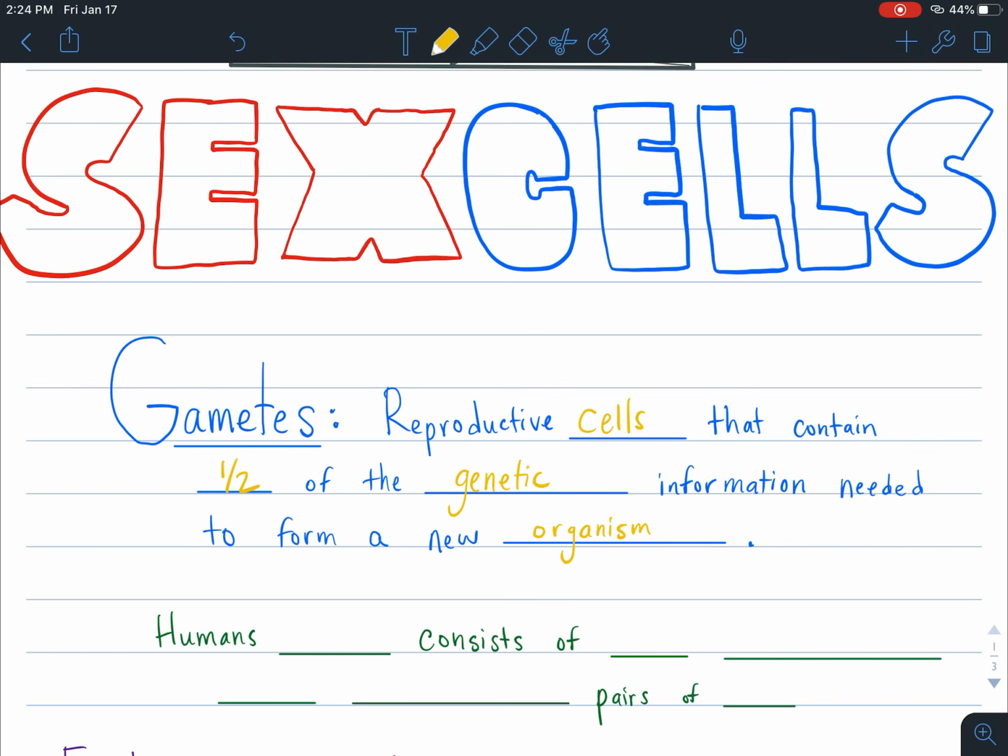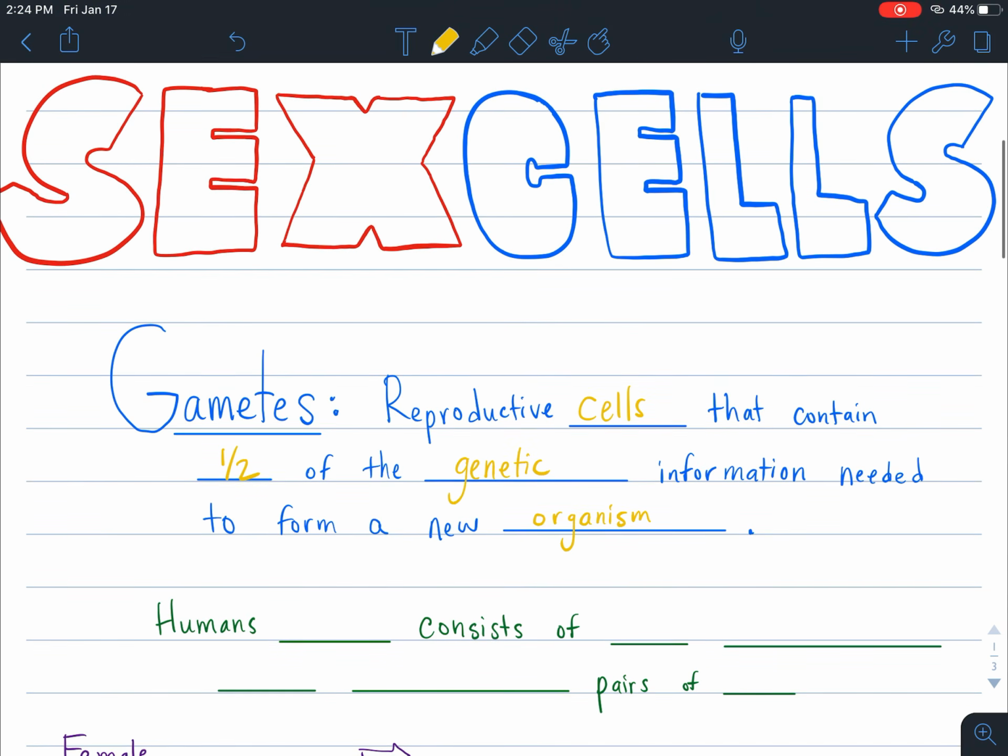And since we're talking about human reproduction, those gametes are going to be coming one from half of the genetic information. One cell comes from the male, the other comes from the female.